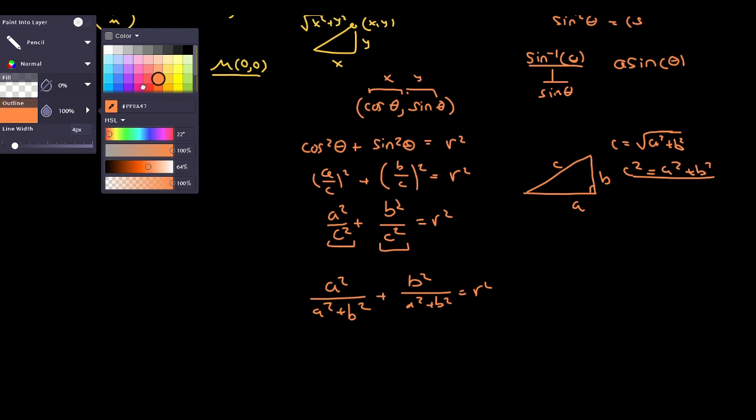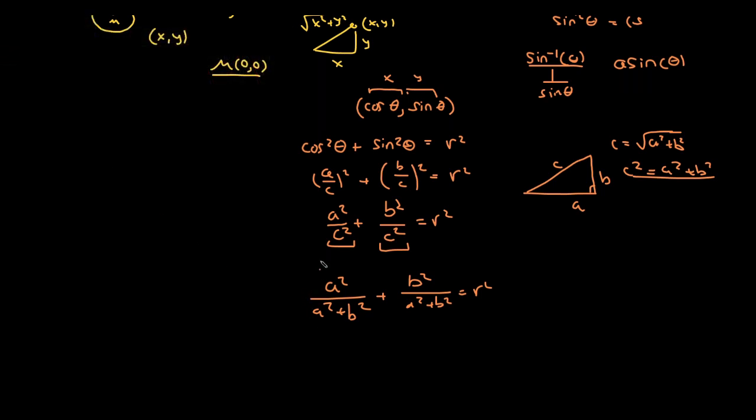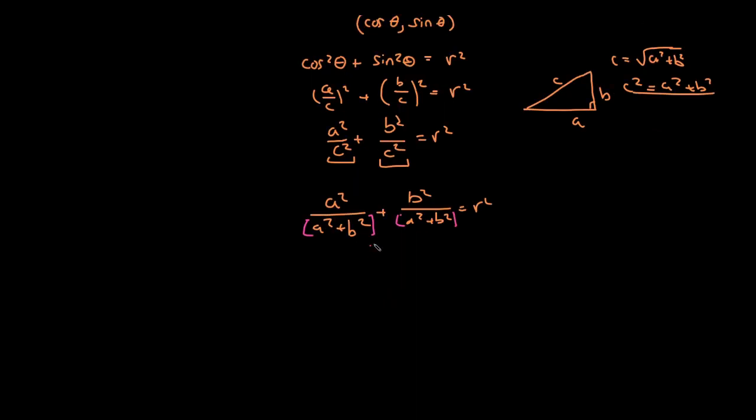Alright, so now I have two fractions with the same denominator, which means that I can just add the top bit, which will be a squared plus b squared, and now keep the denominator the same, a squared plus b squared, and that equals r squared. But look what we have here.